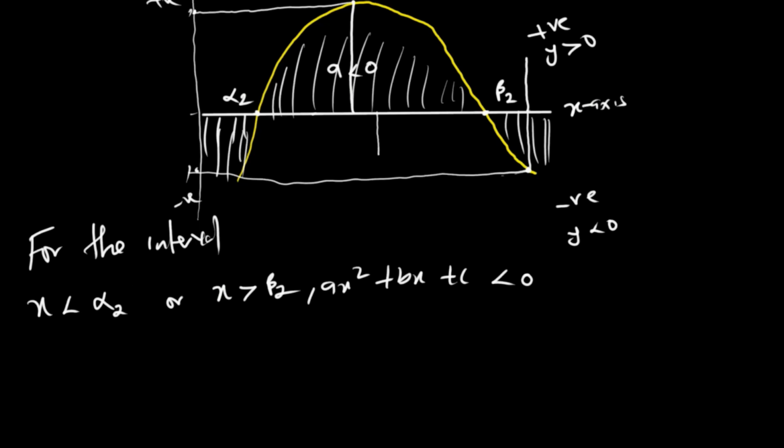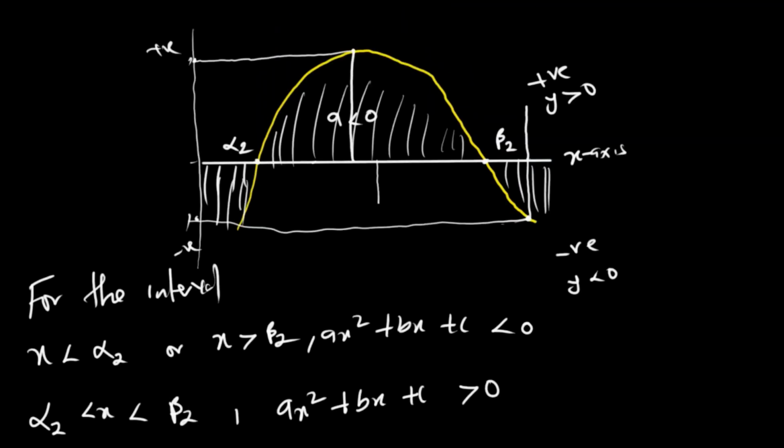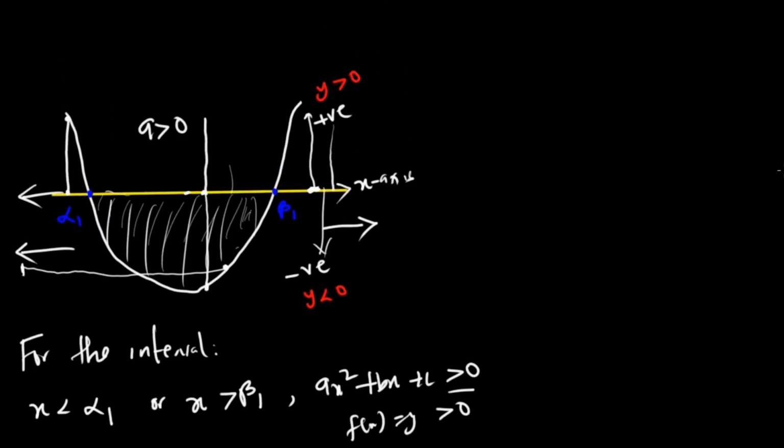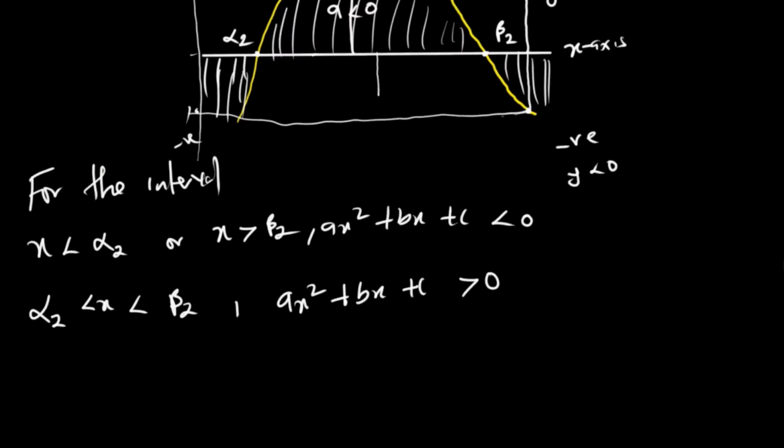So for the range alpha 2 less than x less than beta 2, we are going to have our expression a x squared plus bx plus c to be greater than 0. So we are going to be using these two analyses and these two facts to solve quadratic inequality in one variable. So let's look at the first example.